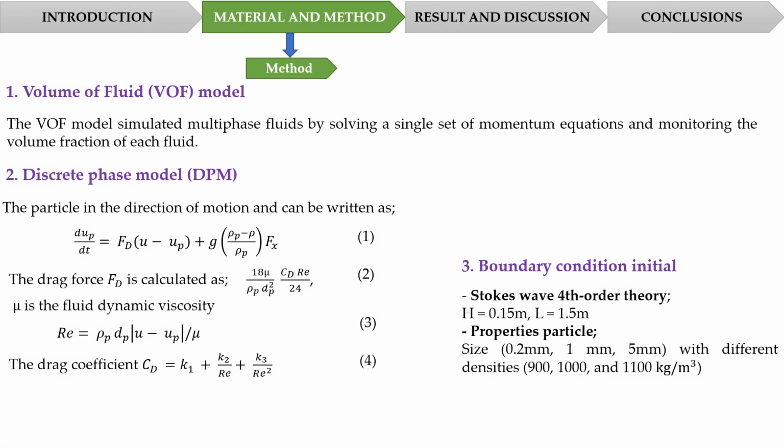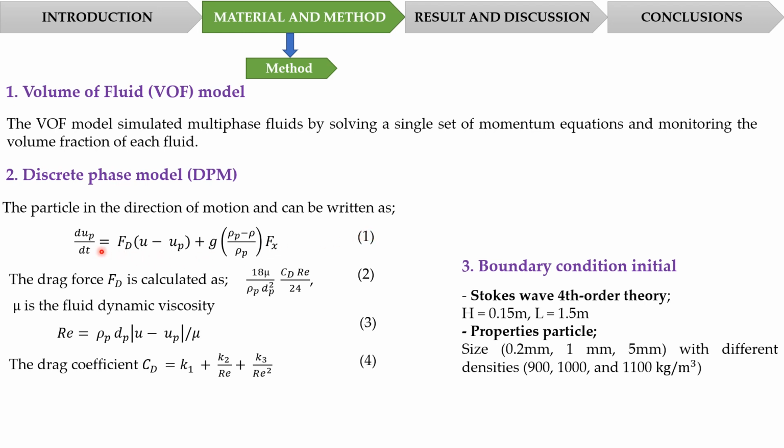The second method is to simulate microplastic behavior in nature. This study uses ANSYS Fluent, combining the VOF model and the DPM model. The VOF model simulates multiphase fluids by solving a single set of momentum equations and monitoring the volume fraction of each fluid. And the discrete phase model simulates particle motion, which we can define by equation 1.